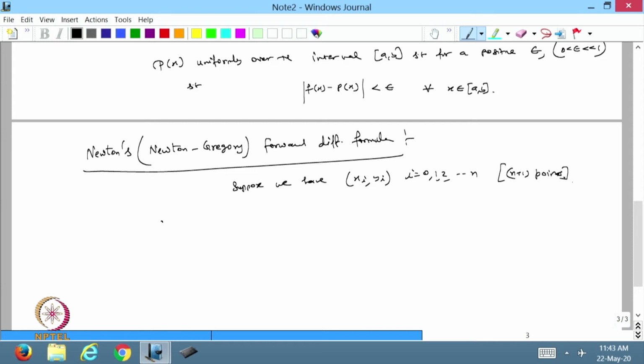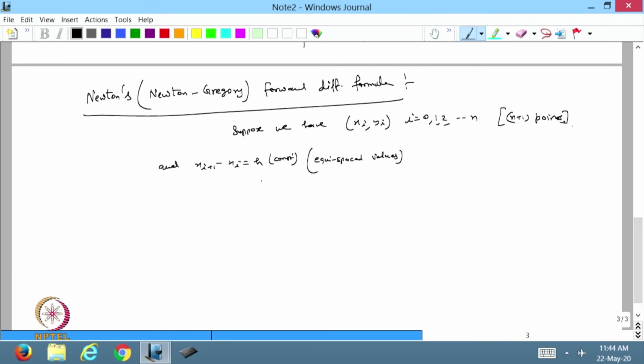okay. And suppose we have this data and x(i+1) minus x(i) is equal to a constant h. It means that it is equi-spaced data, equi-spaced values. Then I can write the xi as x0 less than x1, less than x2, less than xn.